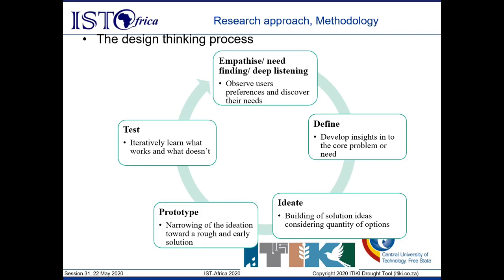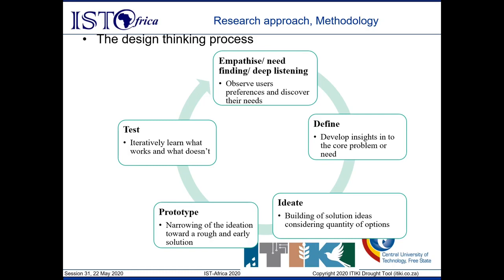The third one is ideate. Here, it involved building of solution ideas, considering quantity of options. What options did the farmers have? For instance, were we going to use a mobile app? Are we going to use SMSs? Are we going to put the information on our website? Sieving through these ideas so that we can develop a solution that worked for them.